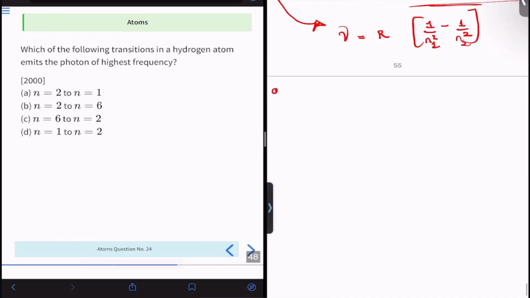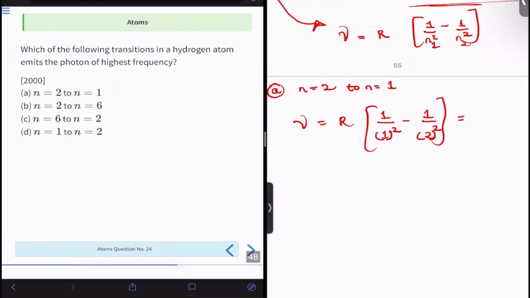Option number A has n equal to 2 to n equal to 1. So the value of nu will be R into 1 upon 1 square minus 1 upon 2 square. It will be equal to R into 1 minus 1 by 4, which will be equal to 3R by 4. This is option number A. Okay, keep all the values to compare at the end.